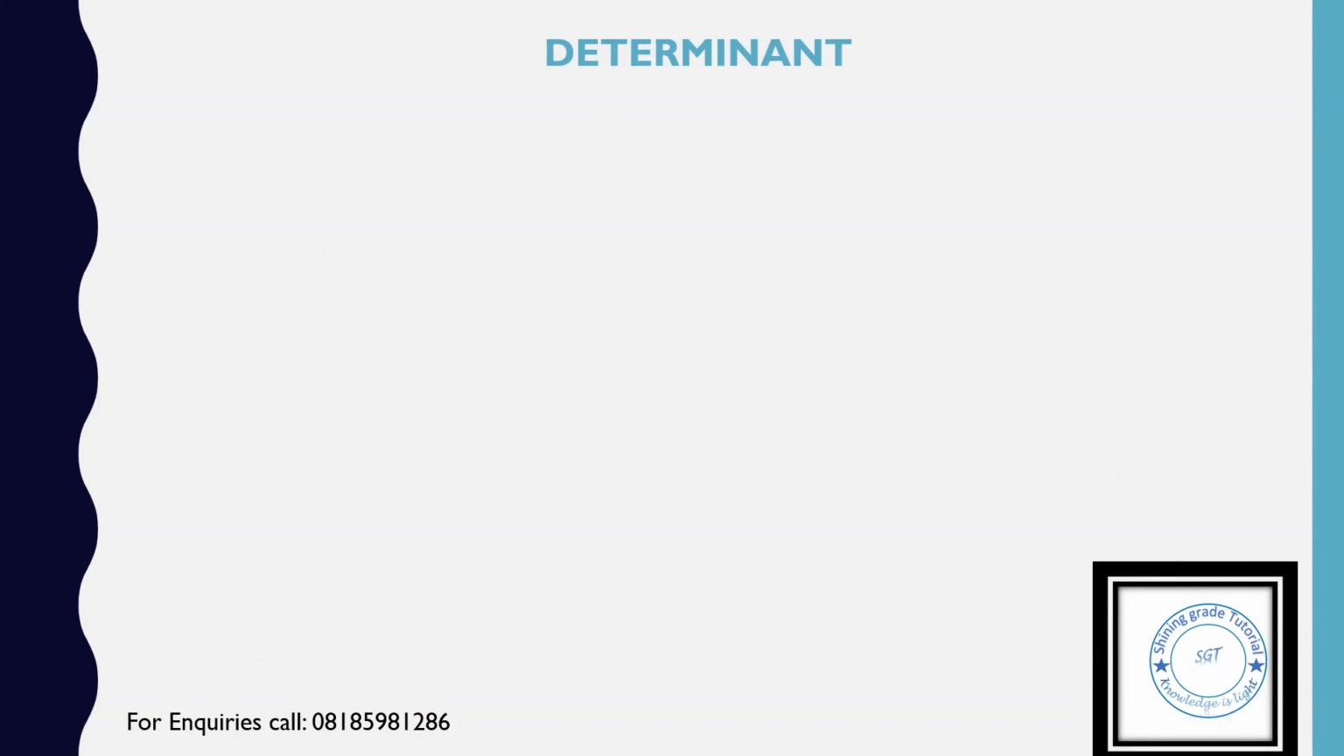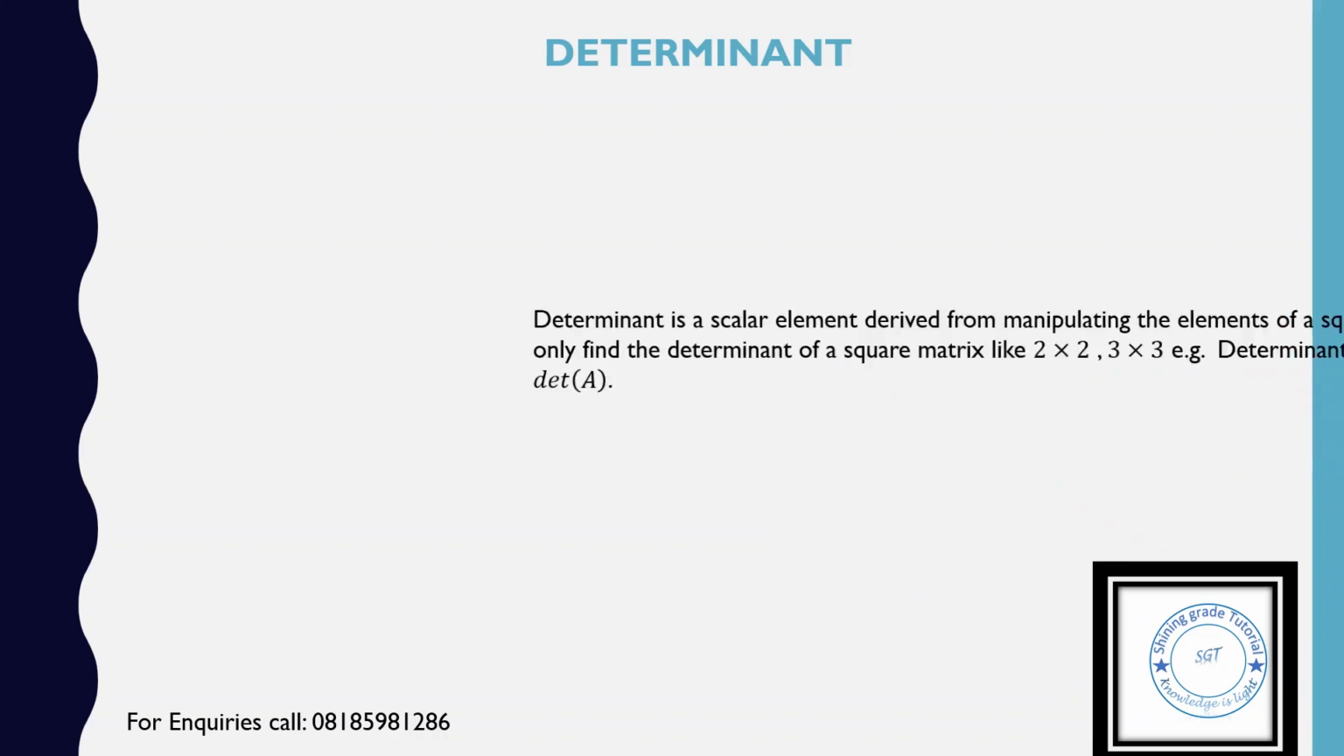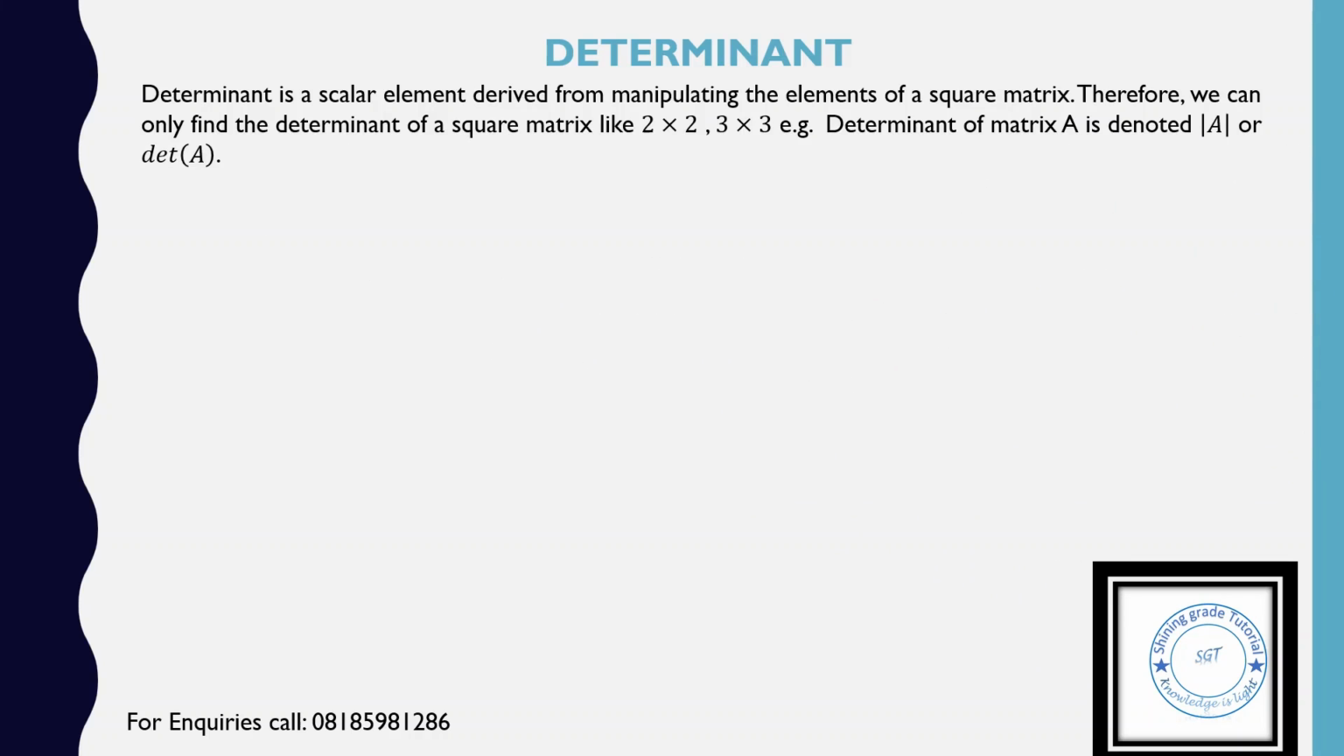So what is a determinant? A determinant is just a scalar quantity, which is derived by manipulating the elements of a square matrix. So by doing some kind of manipulation on the square matrix, we can get a scalar element, which can really help us a lot. So from a square matrix, it means a non-square matrix can never have a determinant.